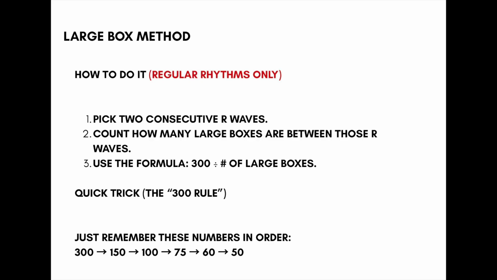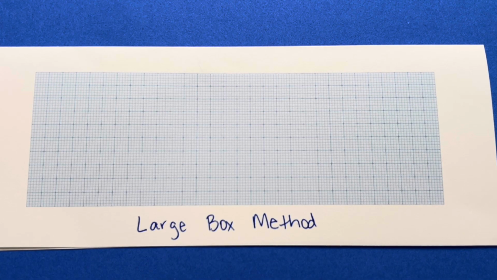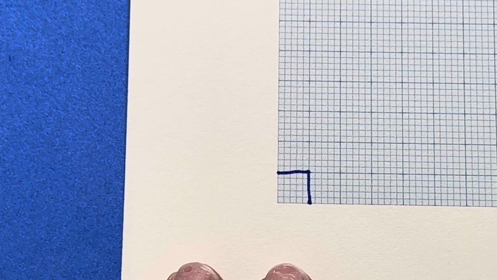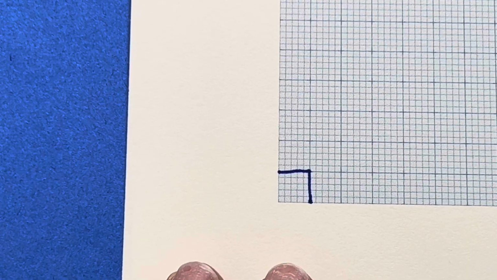Let's start with the box method, also called the large box method. This works best for regular rhythms. The first step you're going to take is to count the number of large boxes between two consecutive QRS complexes. So let's review the big boxes and the little boxes. So the large boxes, let's go down here. This is a large box. All of that in there is a large box. So you'll count the number of large boxes between two consecutive QRS complexes.